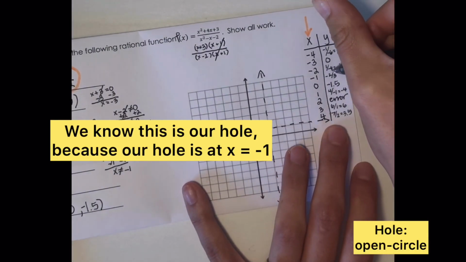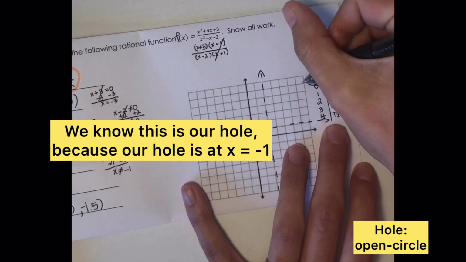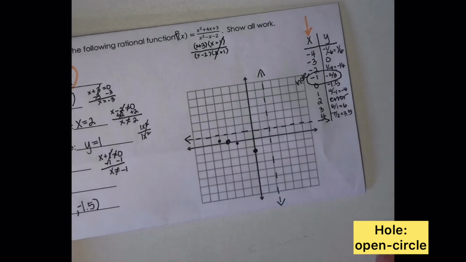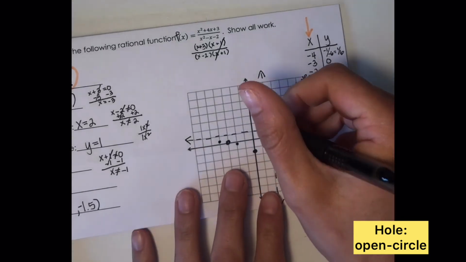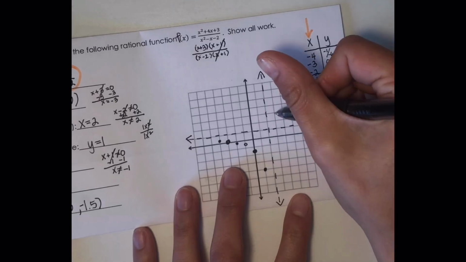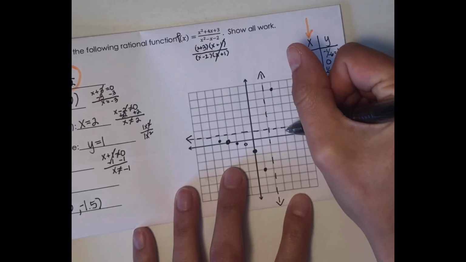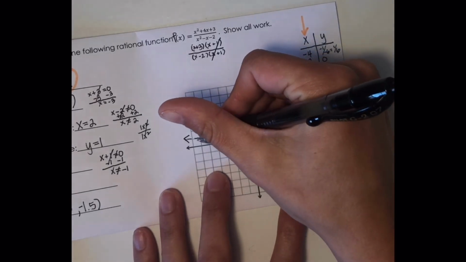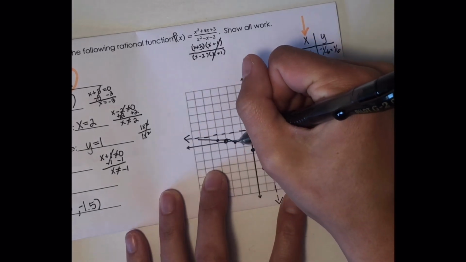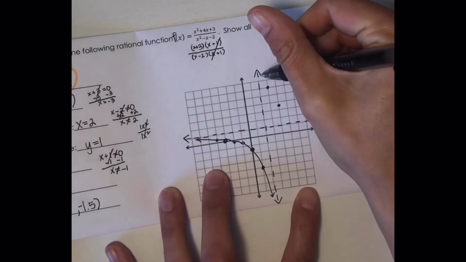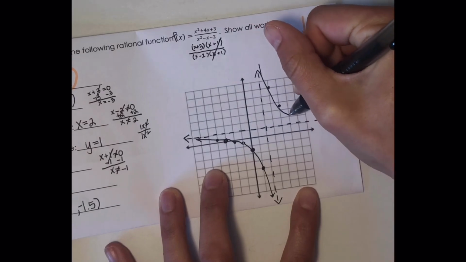Really quick, I meant to talk about this. This right here was our hole. So instead of drawing a filled in circle right there, we're going to do a hole. All right, we're going to connect the dots. Just make sure you leave the hole open. We're never going to cross this asymptote. And there we go. And then never cross this asymptote. And there we go.